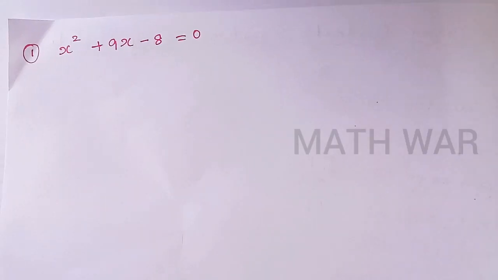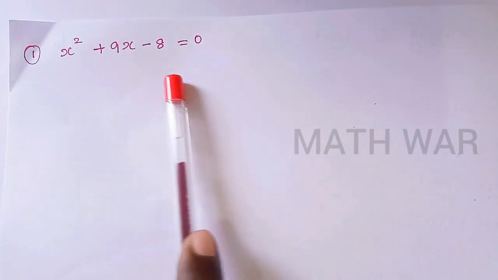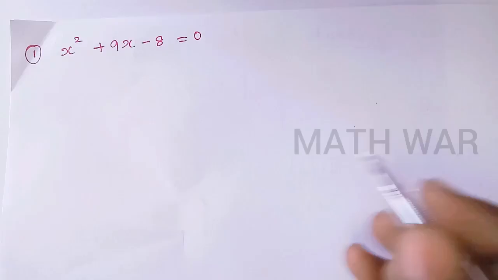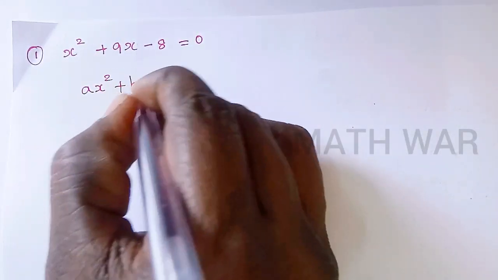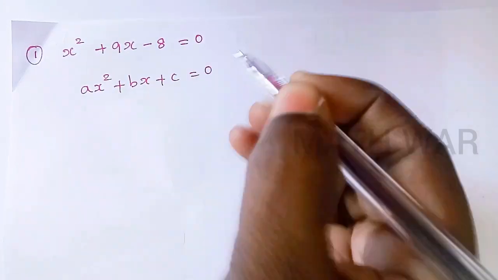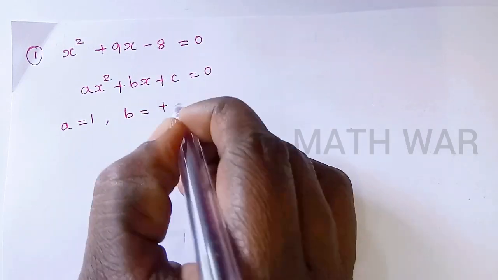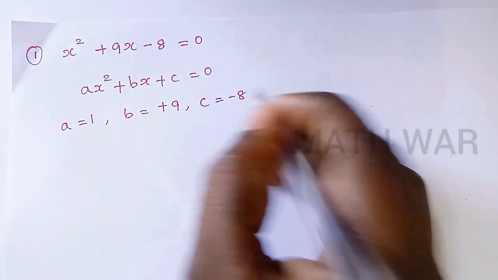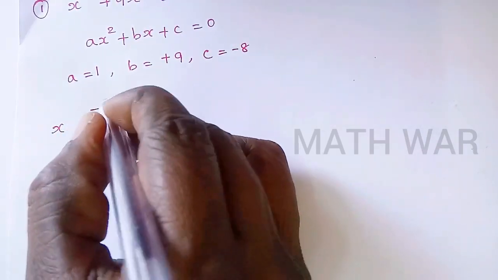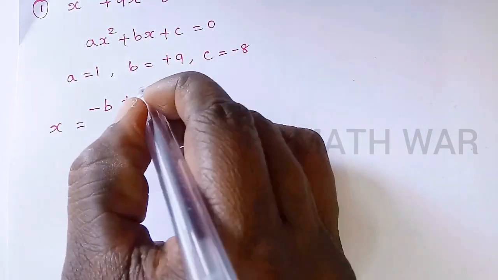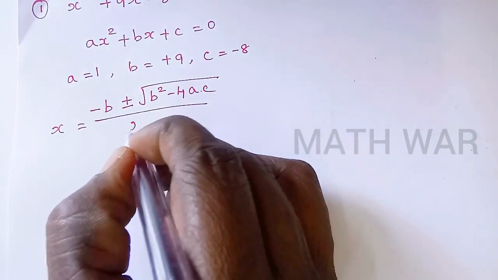We are going to solve the same quadratic equation using the formula method. See, x square plus 9x minus 8 equal to 0. If you compare this equation with the general form of a quadratic equation, ax square plus bx plus c equal to 0, we can see here a is equal to 1, b is equal to plus 9 and c is equal to minus 8. We got it. And we know the formula, that is x is equal to minus b plus or minus square root of b square minus 4ac by 2a.